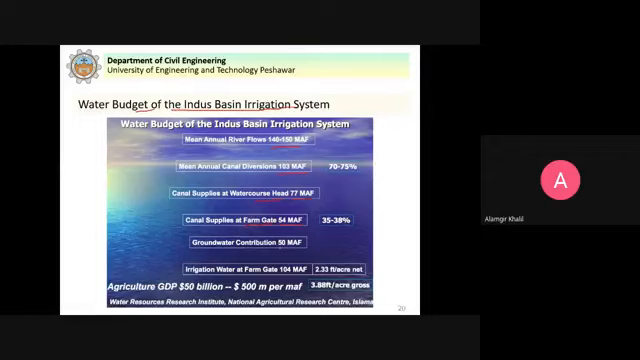And the groundwater contribution is 50 million acre feet. So irrigation water at the farm gate, that is 54 plus 50, this is 104 million acre feet. So this is just a guideline value to let us know how much of the water is actually reaching the farm gate.